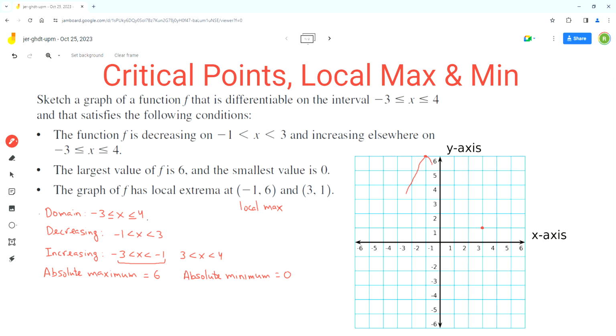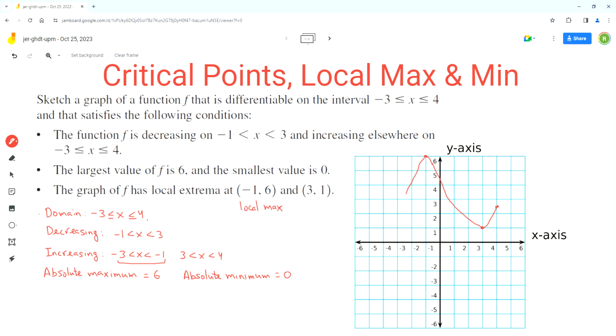Now the decreasing interval is from -1 to 3. That means the graph should slope downward from left to right from -1 to 3. Now the increasing interval is from 3 to 4. So that means we have to show the graph sloping upward till x equals 4. And we should stop at x equals 4 because that's the upper limit of the domain.